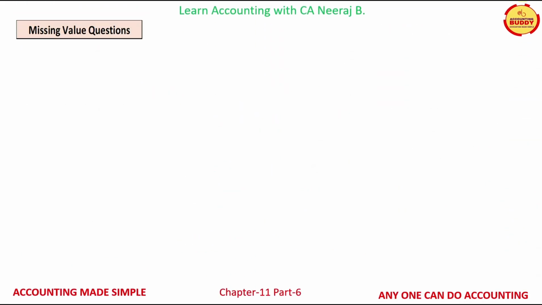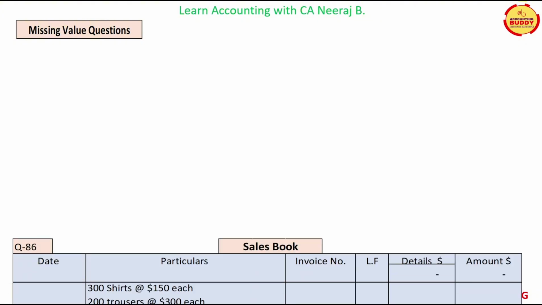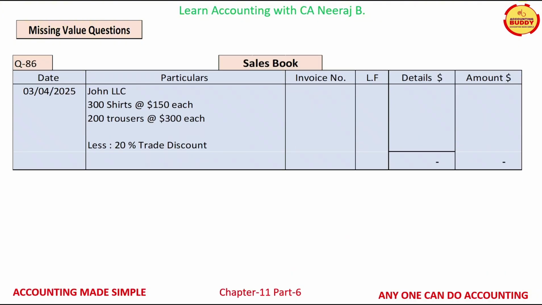Let us now take up missing value questions. Question number 86 is on your screens. Business sold 300 shirts at $150 each and also sold 200 trousers at $300 each on credit to John LLC. Business also allowed 20% trade discount on this transaction. Now we need to fill the missing information.